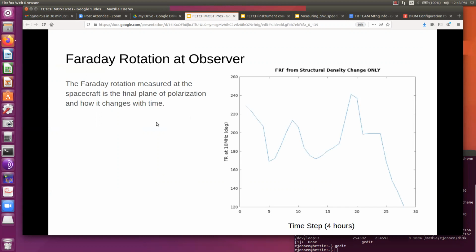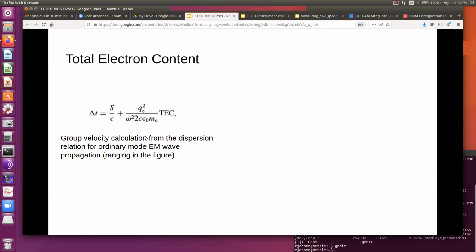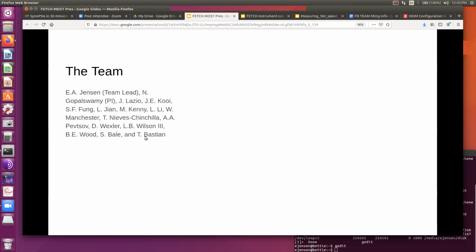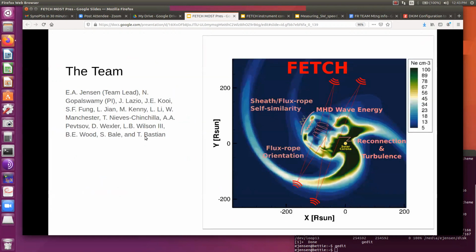Yeah, I have a question. Not being into this at all, if you can back up a little, what is the overarching goal of this? Just to get a better understanding of how the solar corona works, or do you have specific science questions you want to answer?